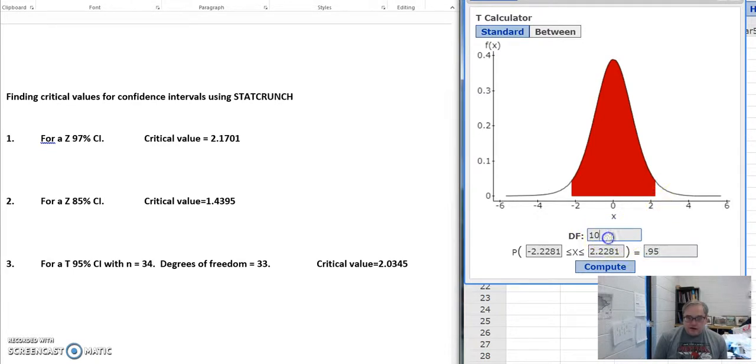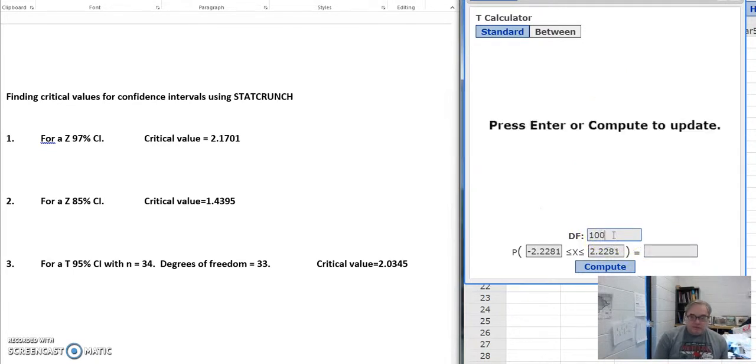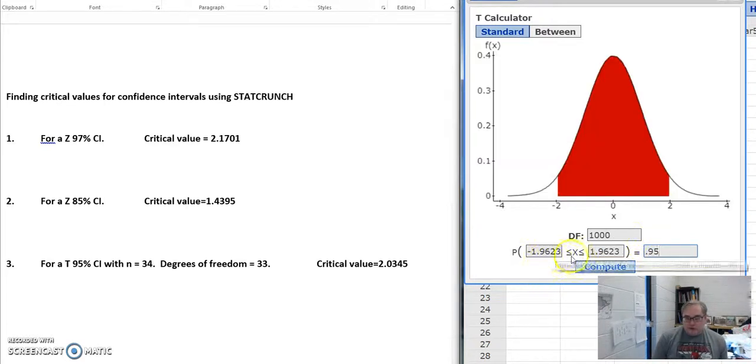This is getting wider. If I wind this up to, let's say 1,000, so I have 1,001 sample, my degrees of freedom is 1,000, but look what happens when I do 0.95. Ooh, gives me right back to around 1.96. So it's very close to normal.